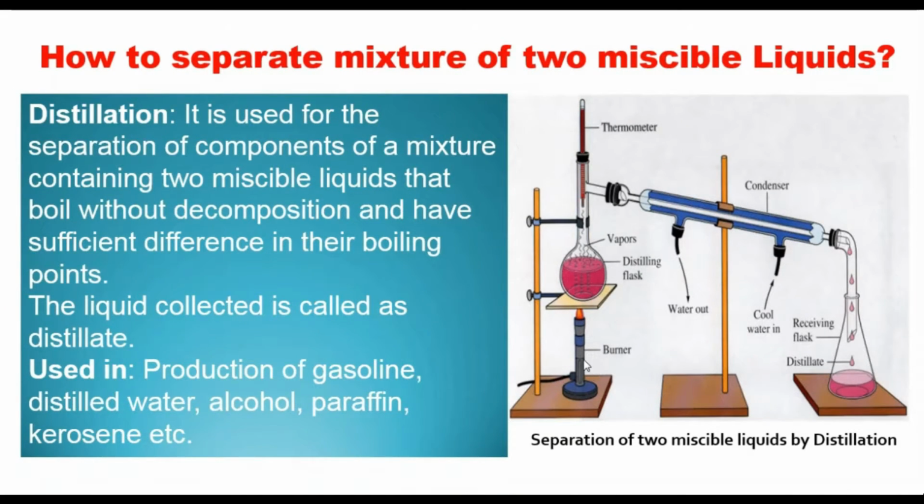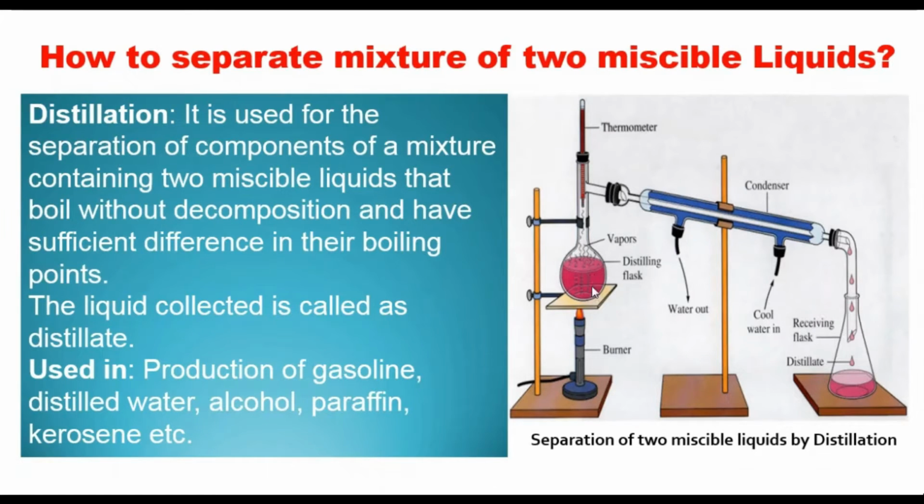Now let's see how we can separate a mixture of acetone and water. Here acetone has a boiling point of approximately 56 degrees Celsius, whereas water has a boiling point of 100 degrees Celsius. See, there is a big difference in the boiling points of both, so we can separate them by the distillation process. Acetone and water, these are two highly miscible liquids. They mix very well.